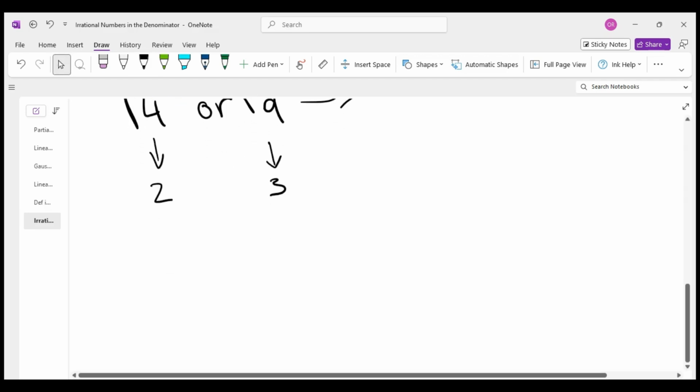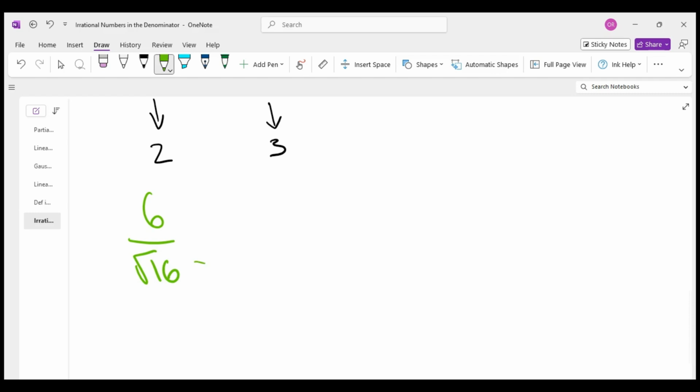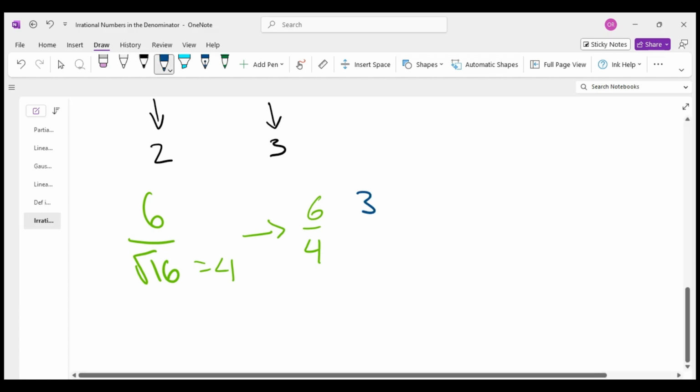And then always make sure that you are simplifying after you're rationalizing, if it's possible. So an example of this would be, let's say we have 6 over square root 16. Well, we know that the square root of 16 just equals 4. So then this is 6 over 4. But since we can actually simplify this after we just rationalized it, this actually becomes 3 over 2, and that's your final answer.